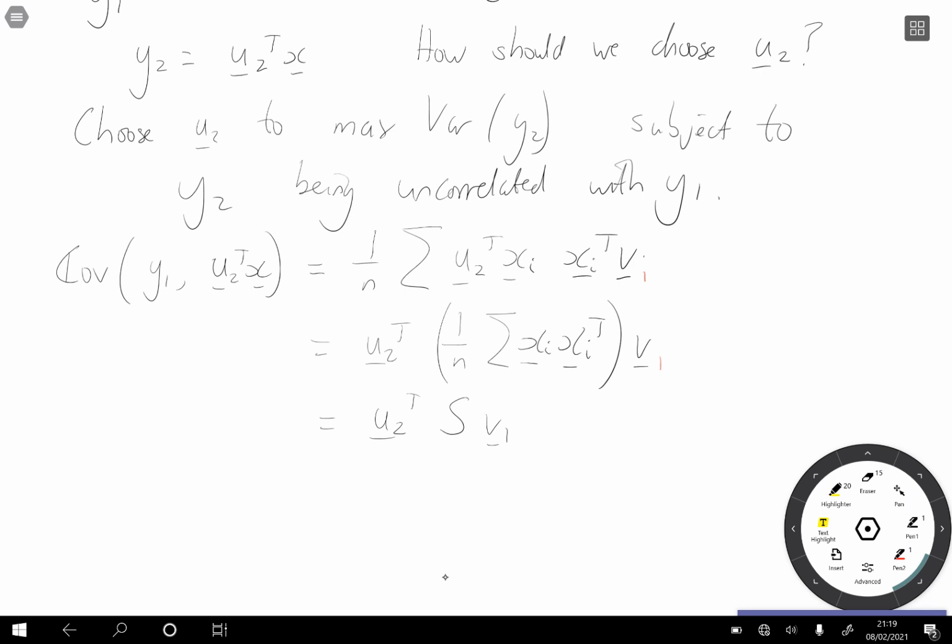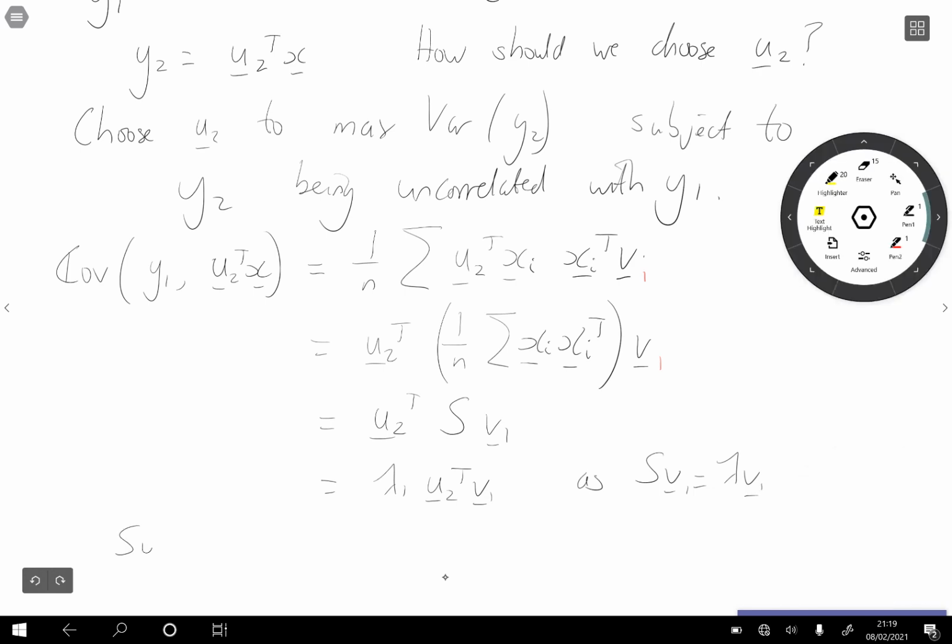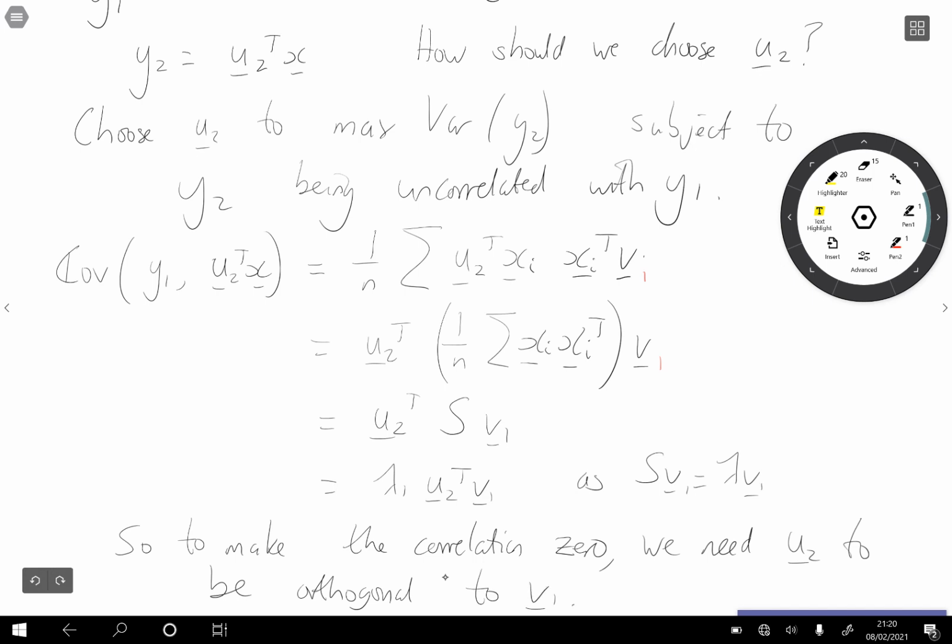Now, we know that v1 is an eigenvector of S. So this is just going to be lambda 1 times u2 transposed v1, as S v1 is lambda 1 v1. So, to make the correlation 0, we need u2 to be orthogonal to v1. Okay, so we need to find a vector u2 that is orthogonal to the first vector we picked, v1.